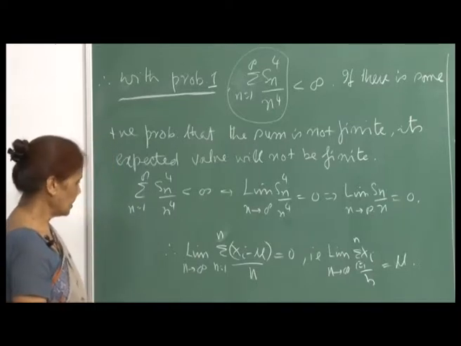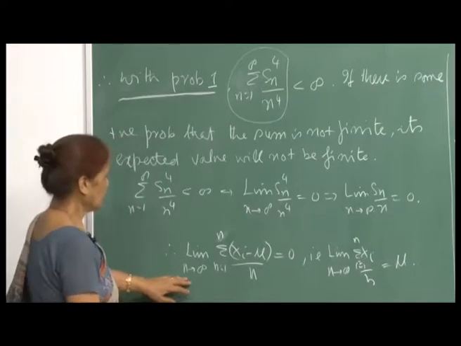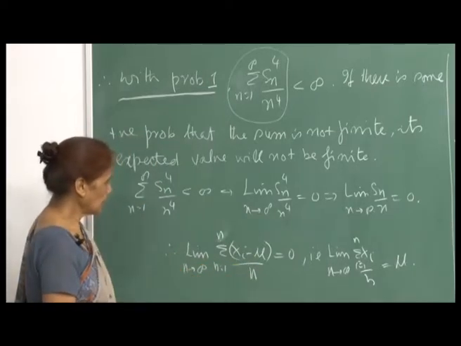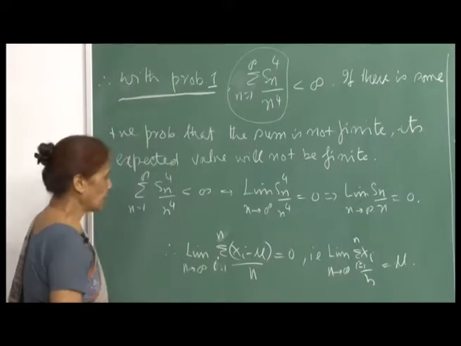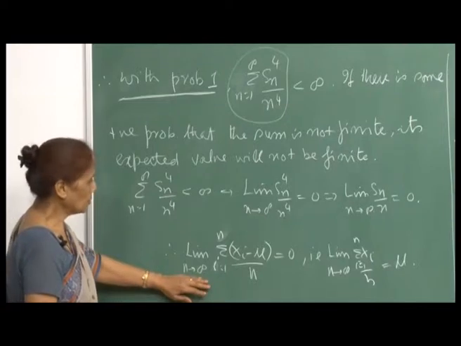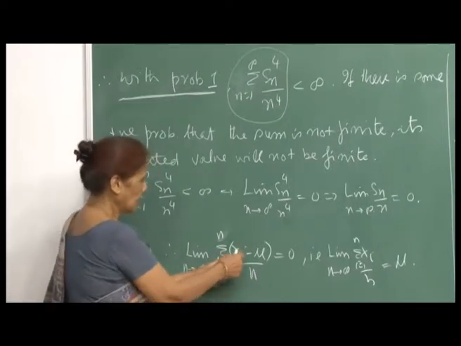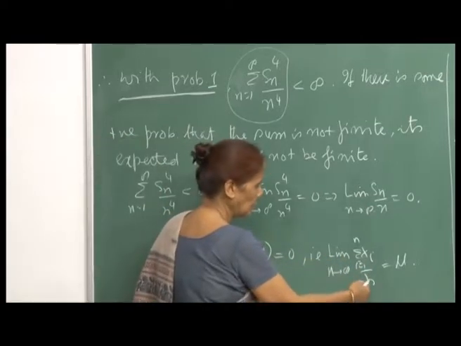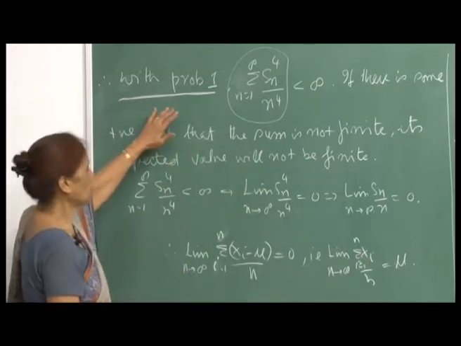And just replacing the value of S_n here, this is the sum of (x_i minus mu) upon n, with i varying from 1 to n, and the limit as n goes to infinity is 0. And so, you can just take the summation inside. So, the sum of x_i by n, i varying from 1 to n, has limit mu as n goes to infinity. So, this is with probability 1.